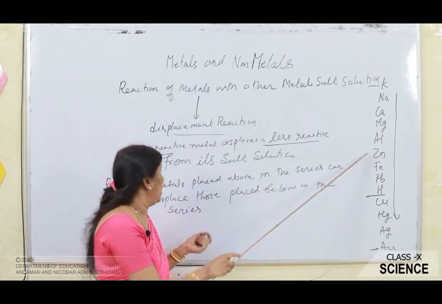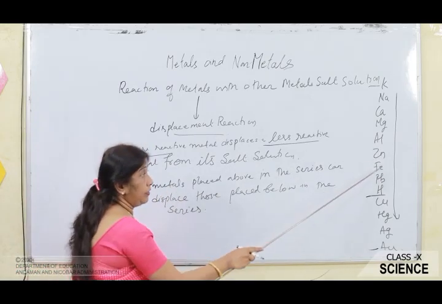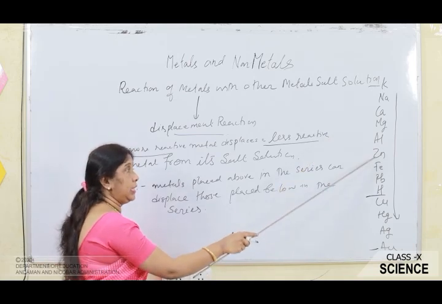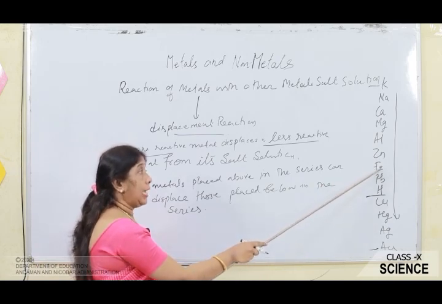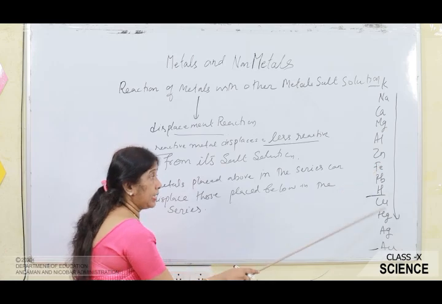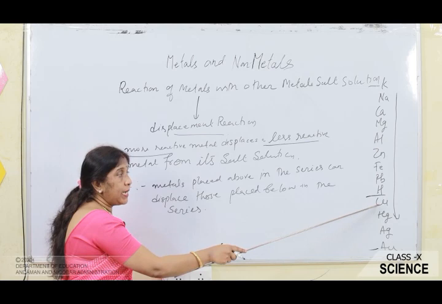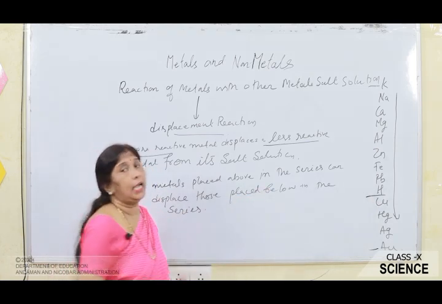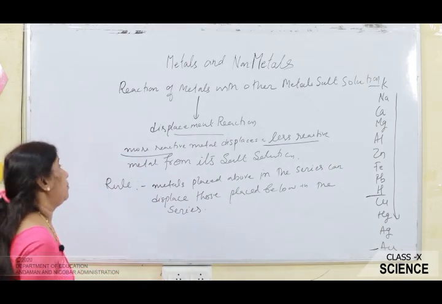So that is why I have written metal placed above in the series. When we compare zinc and iron, zinc is placed above in the series and iron is placed below. So zinc can displace iron, but iron cannot displace zinc. Similarly, when we compare iron and copper, iron can displace copper from its salt solution, but copper cannot displace iron from its salt solution. Now let us study this property with the help of an example.